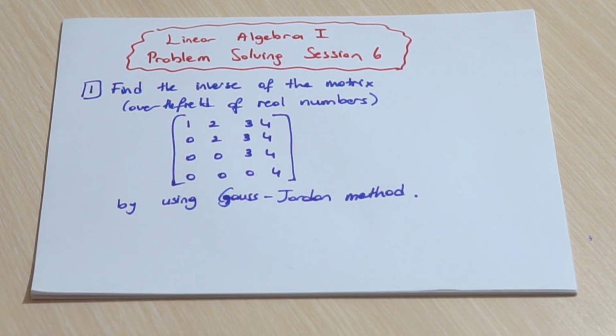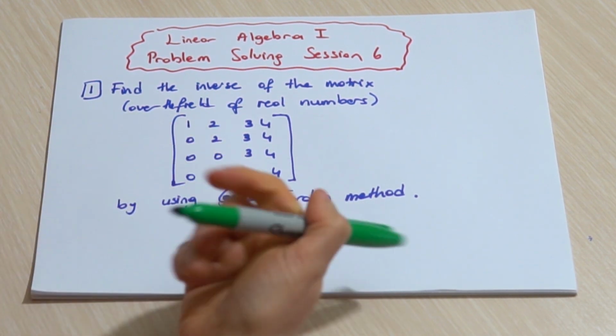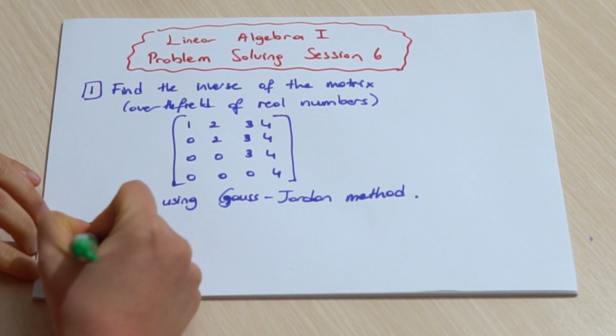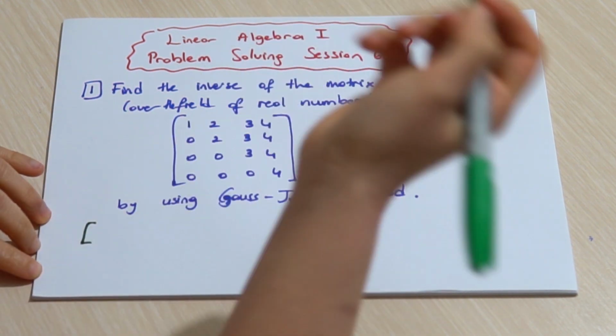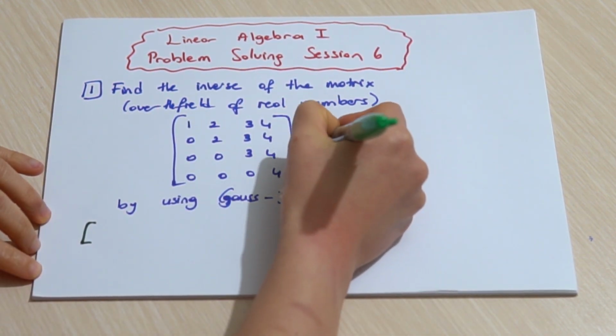First question is find the inverse of the matrix 1, 2, 3, 4, 0, 2, 3, 4, 0, 0, 3, 4 and 0, 0, 0, 4 by using the Gauss-Jordan method. In the Gauss-Jordan method, we are trying to solve this augmented matrix. Let's say this is A.